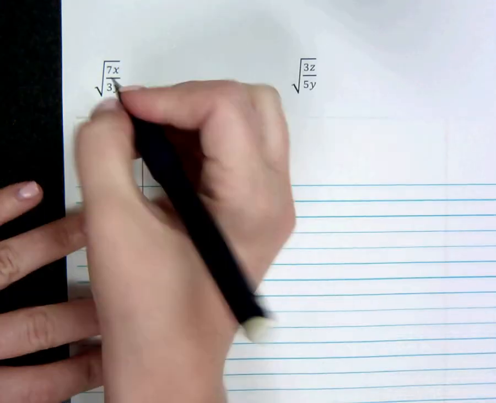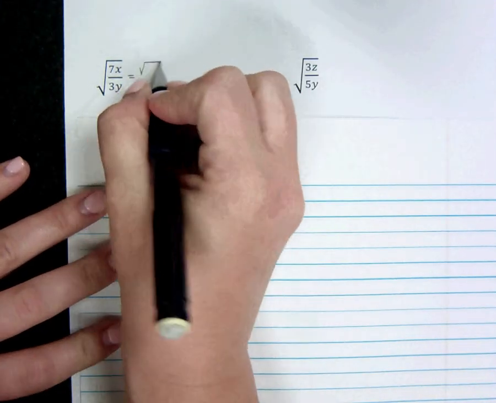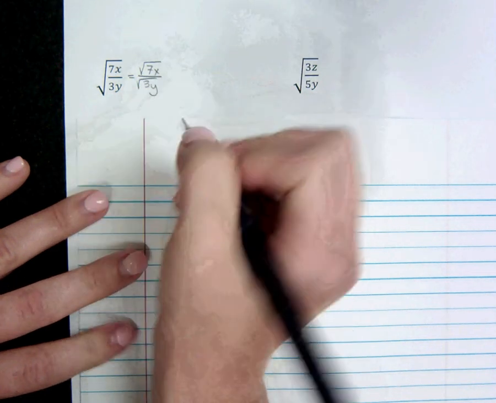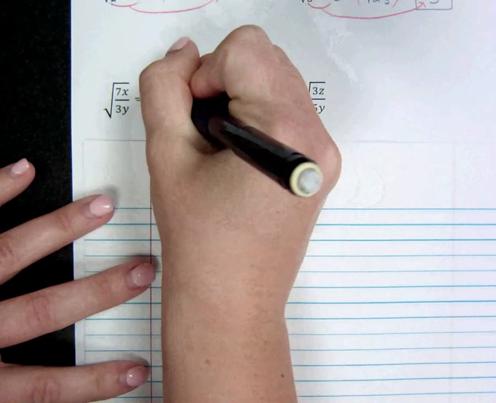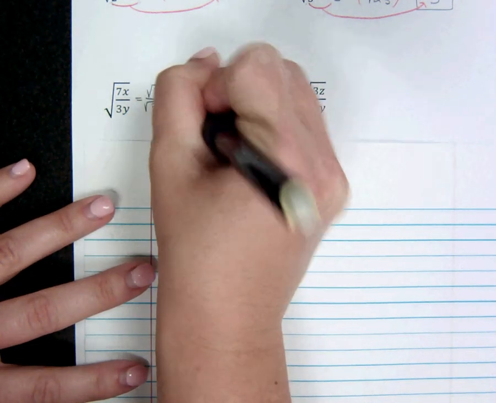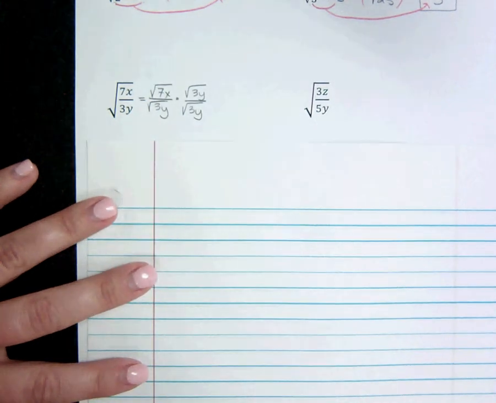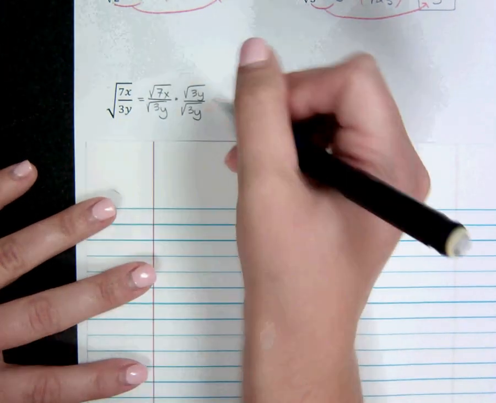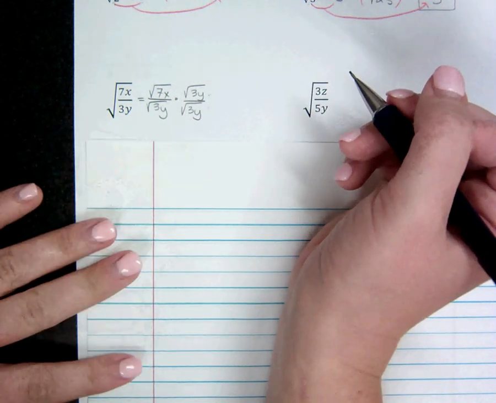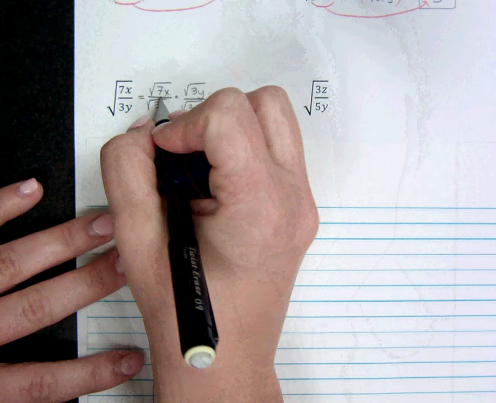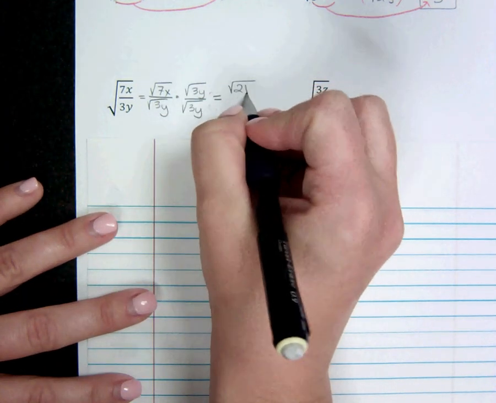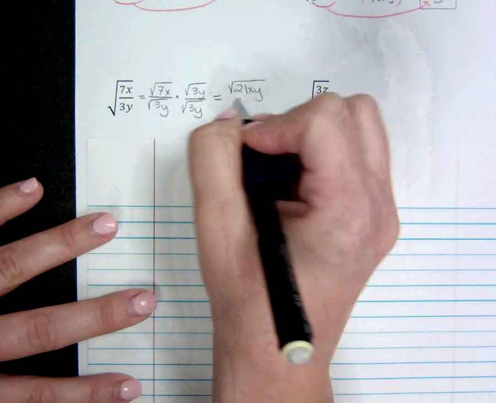Let's try the next two. We're going to use the quotient rule to separate these two. And then we're going to rationalize the denominator by multiplying the top and the bottom by the bottom. It's kind of like flipping and multiplying, but not really, because you're just doing the same thing up and down. Kind of like making common denominators on fractions. So we have radical 7x times radical 3y. That would be radical 21xy on top.